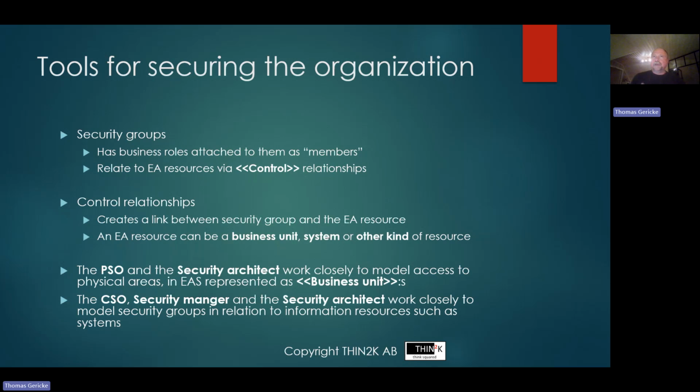So, for example, when the security architect models physical security, he or she works closely with the PSO to ensure things like entrances and access to physical facilities. And when we work with IT, we have the different information related roles more closely, and then the security group probably relates to or controls software resources. But we can secure the whole organization with these security group controls, because we make no difference between physical things and software things. So it's a holistic view for the security. We'll talk more about that later on when we break down the EAS in the different layers.